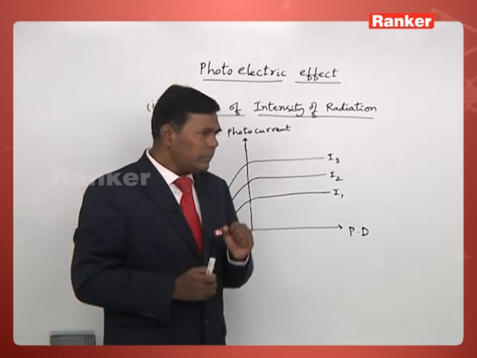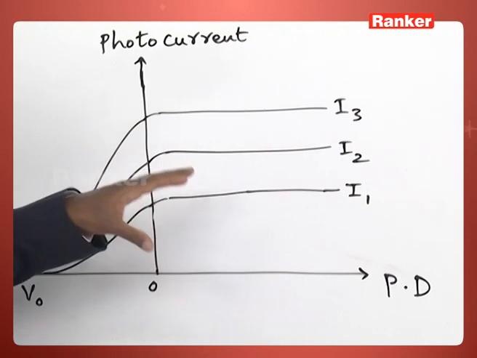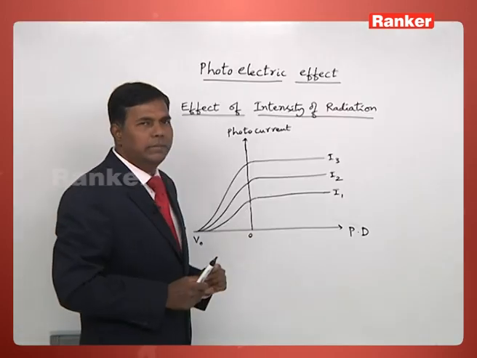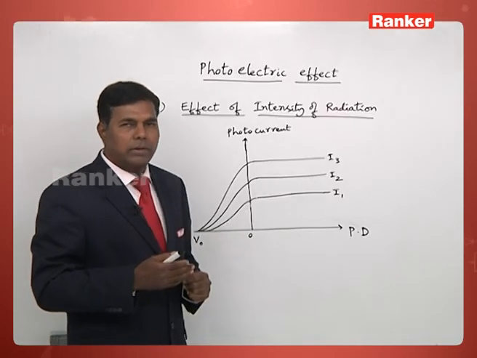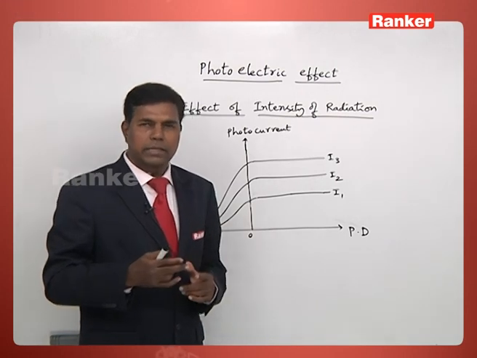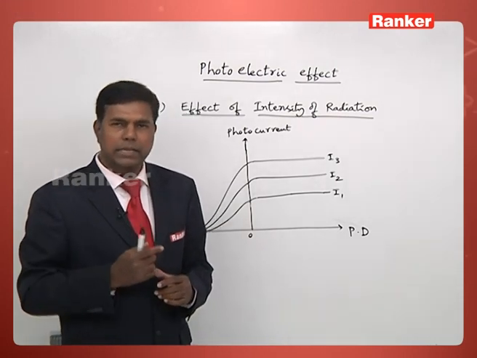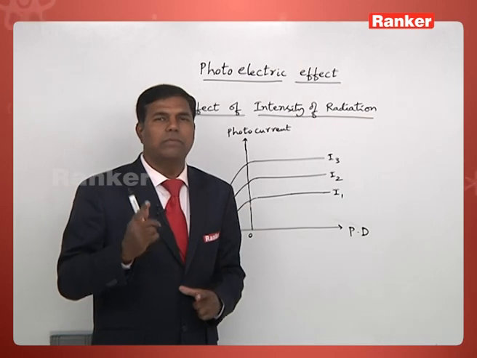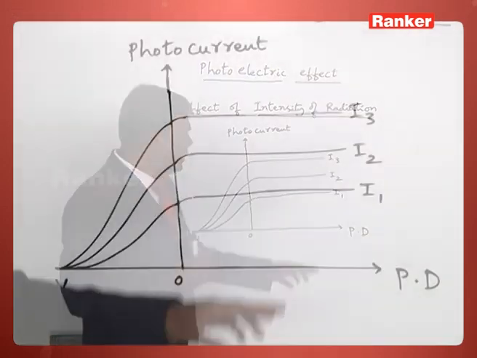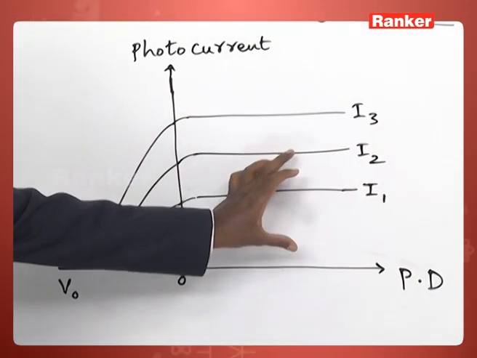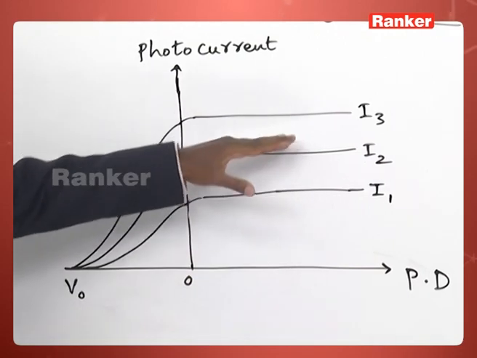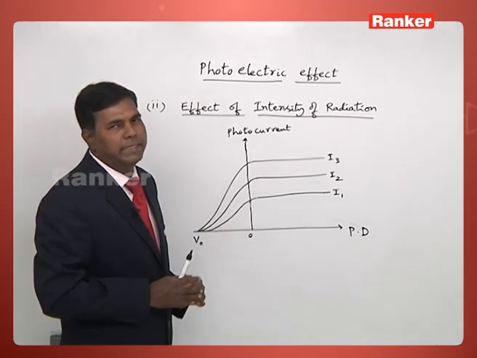So, in this particular case, as you increase the intensity of radiation, the number of photons increases. Accordingly, the number of electrons emitted increases. Therefore, photocurrent also increases. That you can observe from the value of saturation current increasing with respect to intensity.